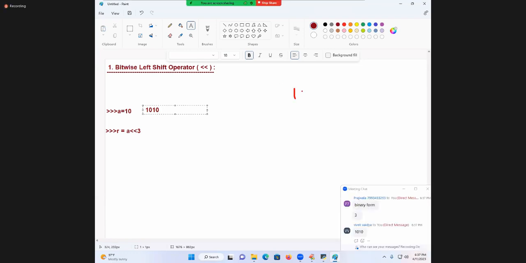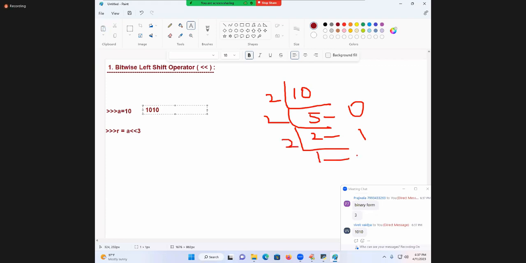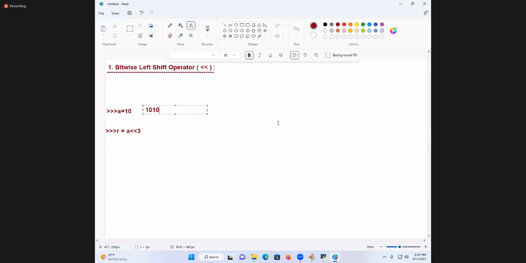Binary format of 10. If you don't know binary conversion, I already told you in the class. So 0, then 1, then 0, and the answer is 1010. 1010 is the answer for 10. Now coming to the point: how many bits are there? 4. Do you feel only 4 bits will come, or more than 4 also?